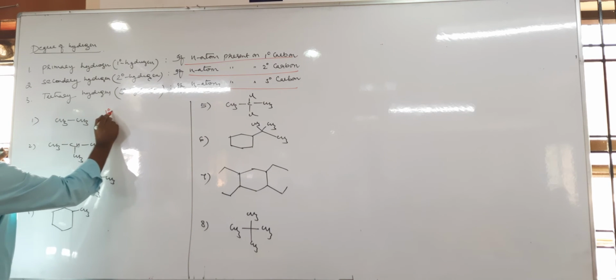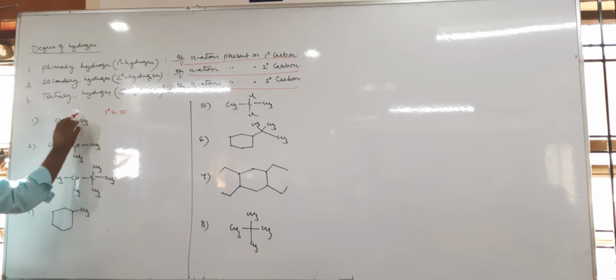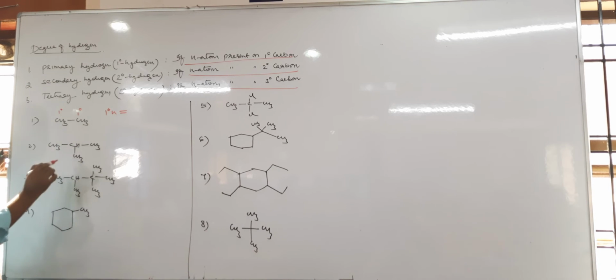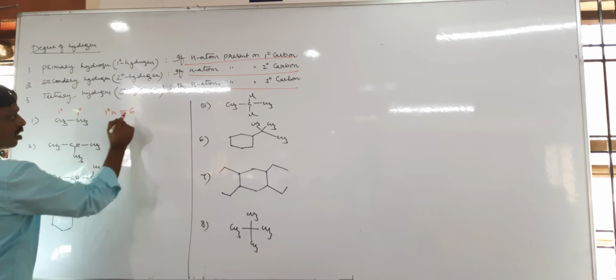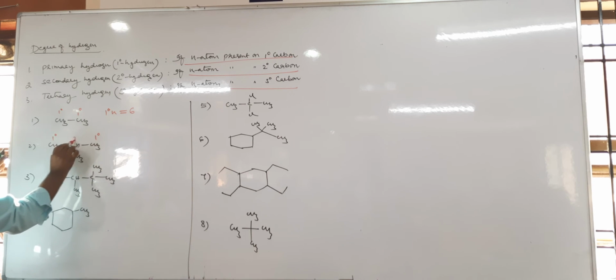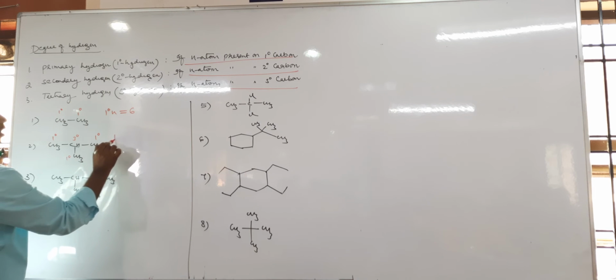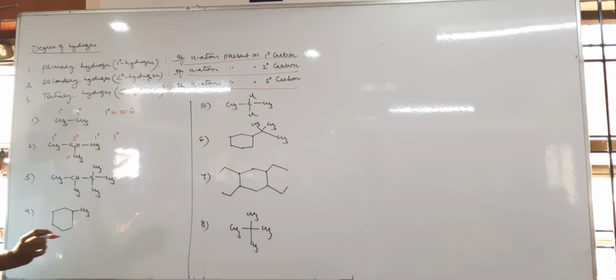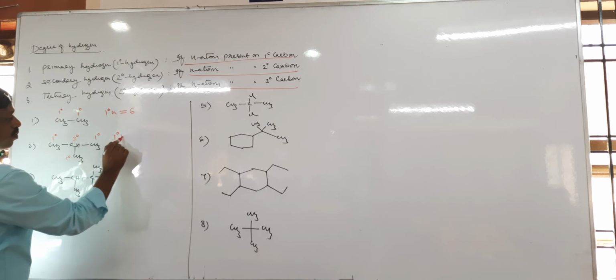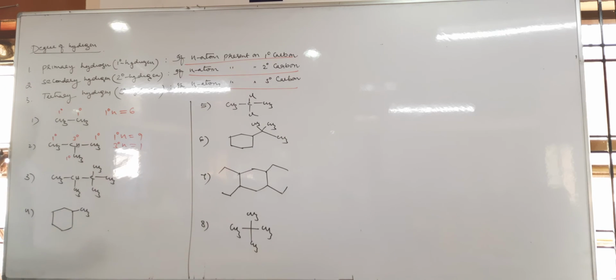How many primary hydrogens? It is a primary carbon, no? We first identify the carbon, primary carbon, primary carbon. So 3 plus 3, 6. The primary hydrogens are 6. No secondary, no tertiary. Next, here tell me, this is primary carbon, primary carbon, primary carbon. This is tertiary carbon. Yes or no? 9, okay. Primary carbon. Primary hydrogens are 9, tertiary hydrogens are 1, no secondary.